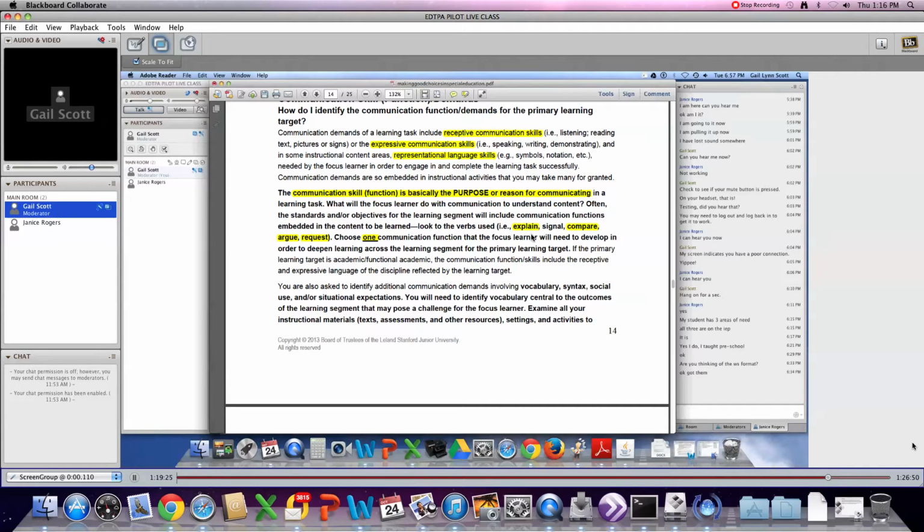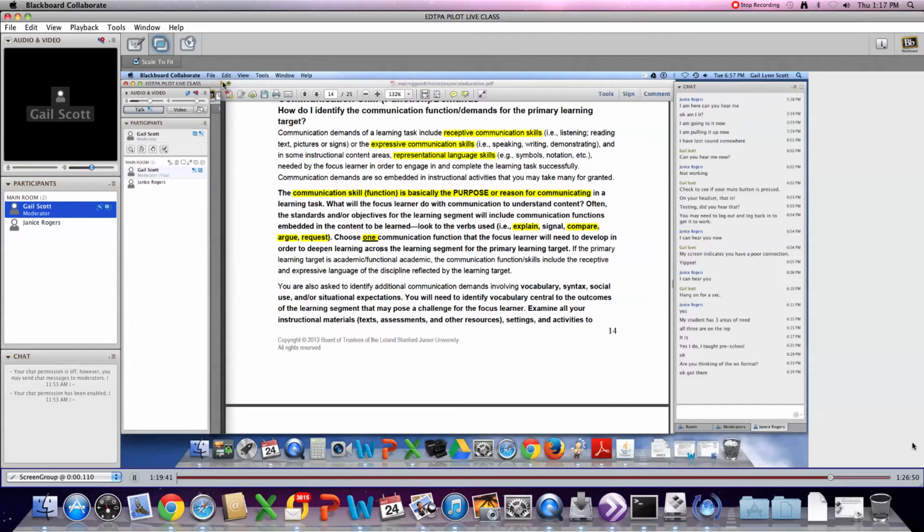communication function. Don't tell me that students are going to explain the meaning of hot and cold and then compare items that are hot and cold. Those are two communication functions. Pick one. And there's a whole list.